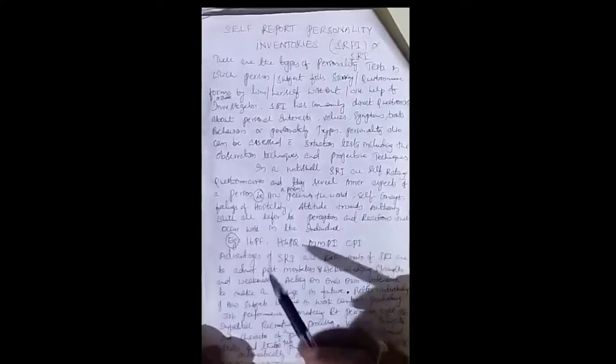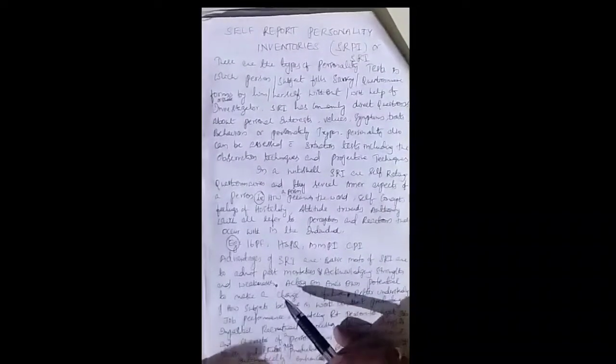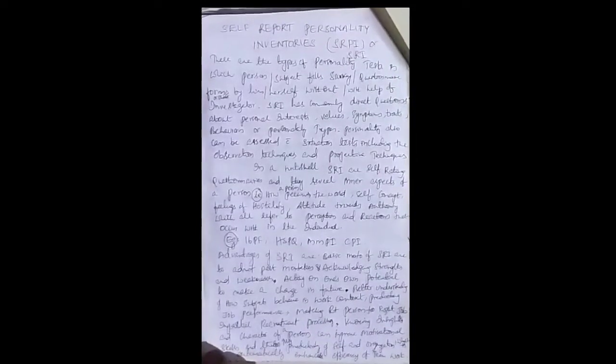Examples of these self-report inventories are 16PF, HSPQ, MMPI and CPI. All these tests are mostly used for the age group above 16, or we can say high school students. Overall, the advantages of SRI are that they are quite useful in assessing personality.